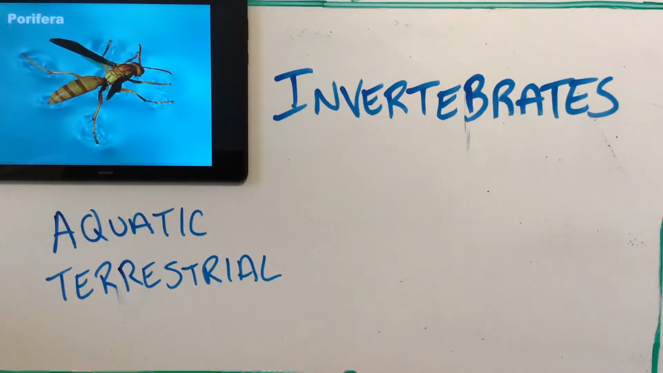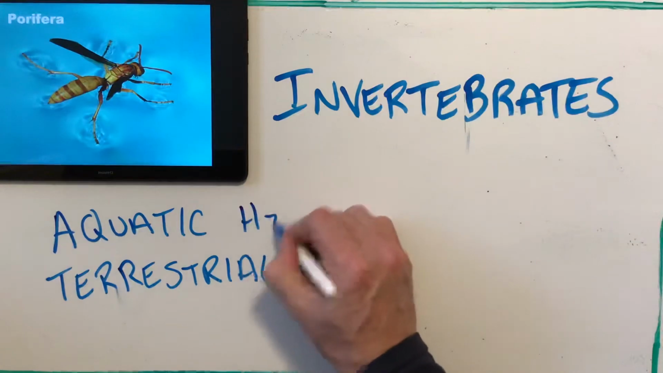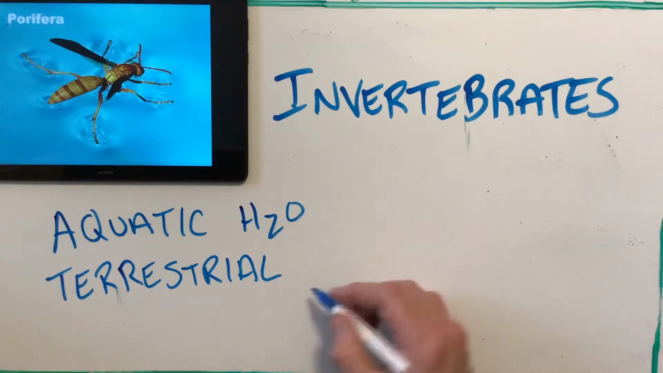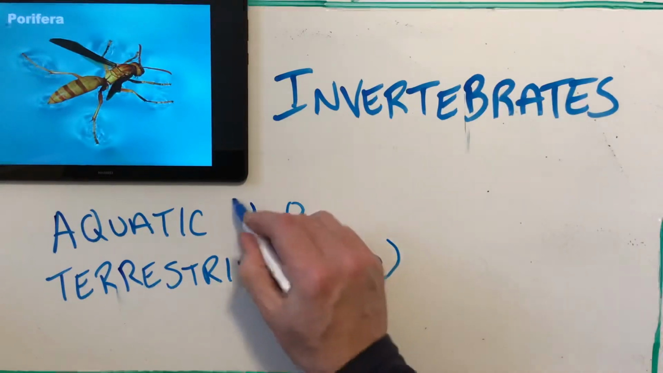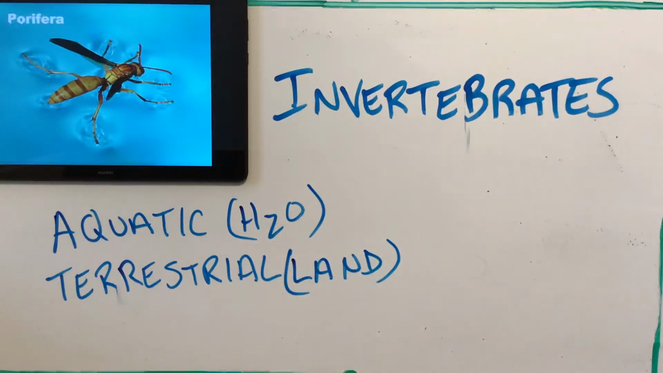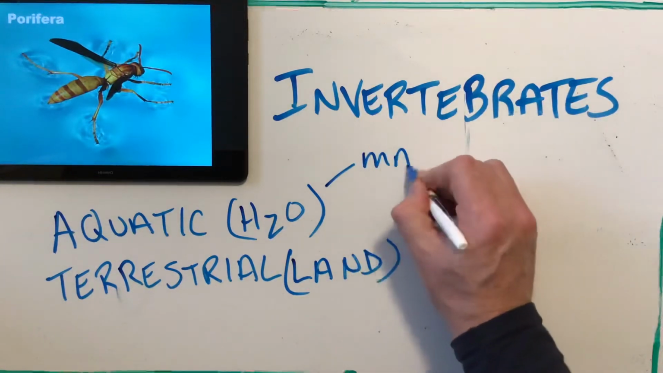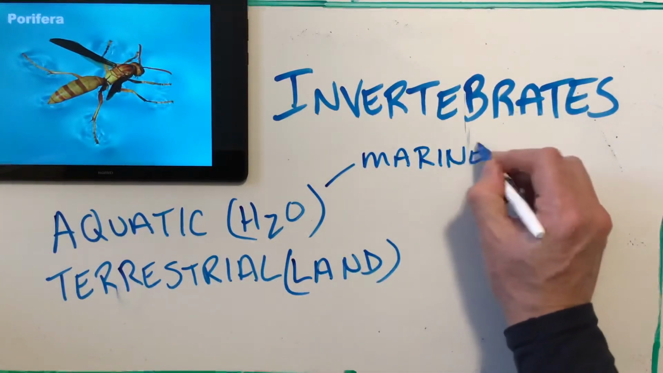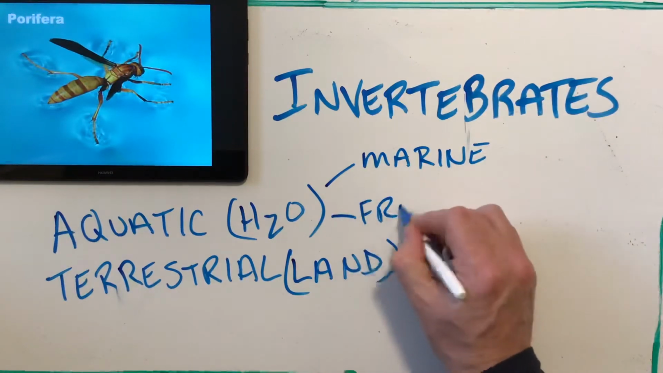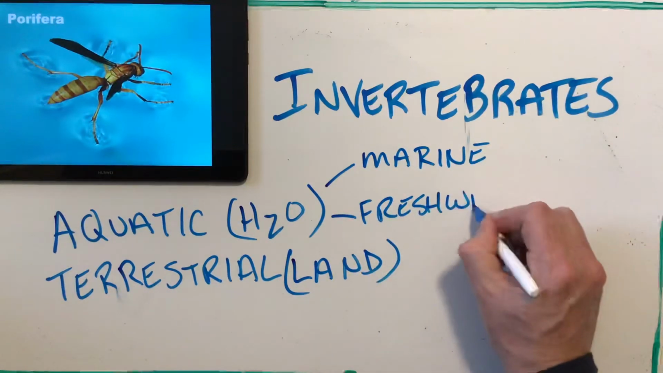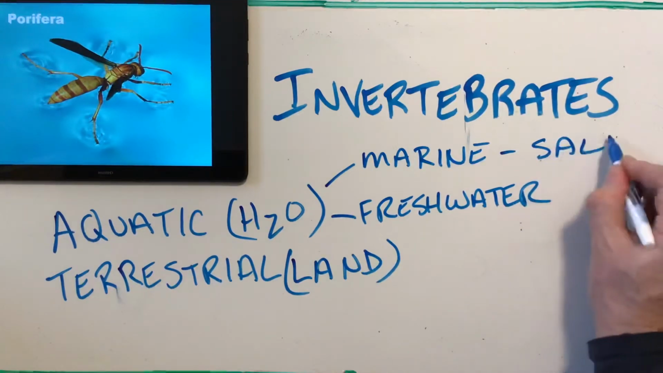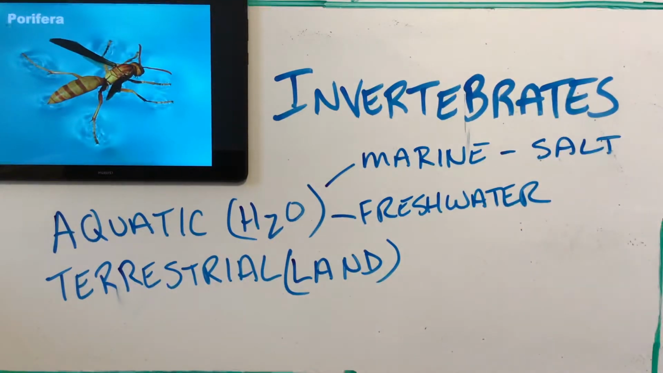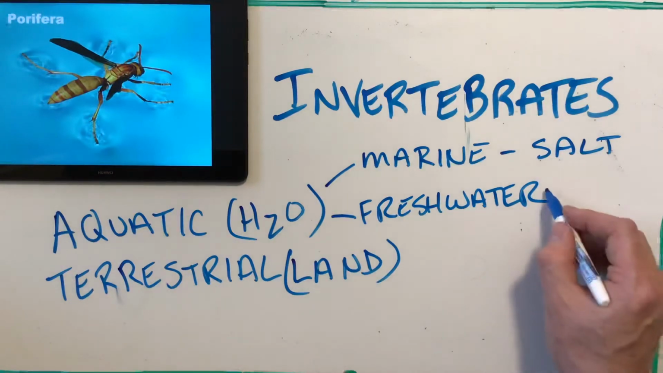All right, basically, very simply, aquatic means something lives in the water. Terrestrial means something lives on the land. Now within the aquatic creatures, some are marine and some are freshwater organisms. Marine is saltwater, oceans, seas, that sort of stuff.